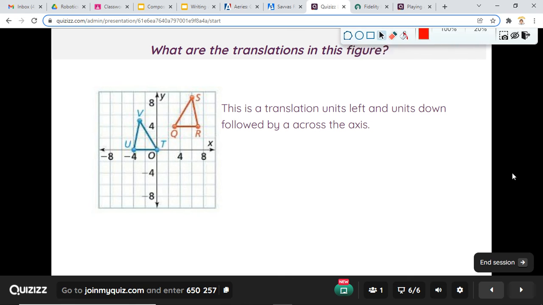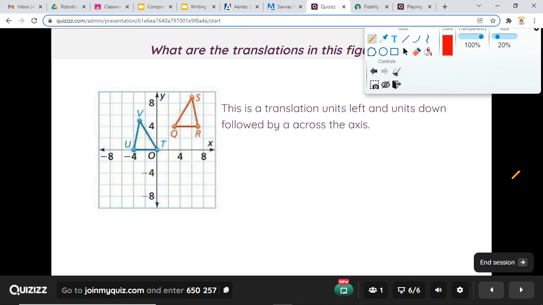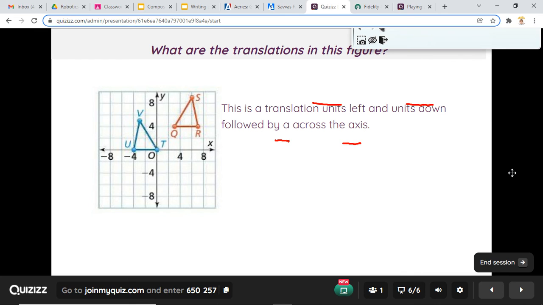So what are the transformations in this figure? All right, so this should have had blanks in here, sorry. This is a translation blank units left and blank units down, followed by a blank across the blank axis. We're going to try to fill in those blanks here. Alrighty, since it tells us it's a translation to start, we have to start with a translation, right? So it looks like for us here, we're going to translate some units to the left. Now I can tell based off looking at this figure and based off where our T is, remember the red is our original figure and the blue is our new figure.